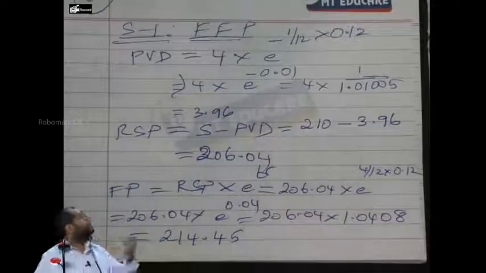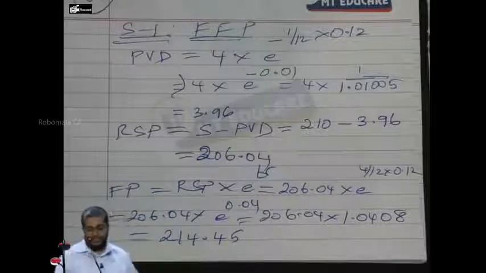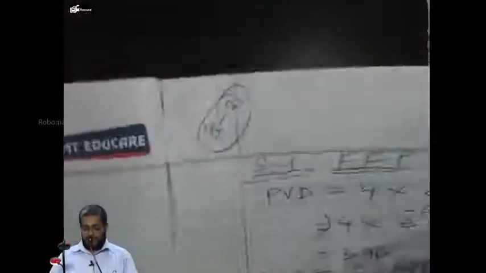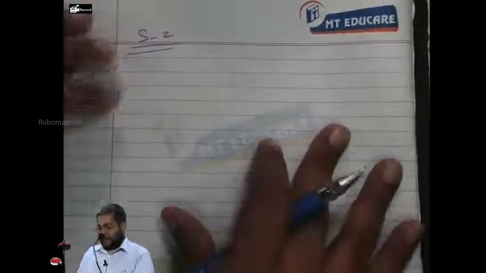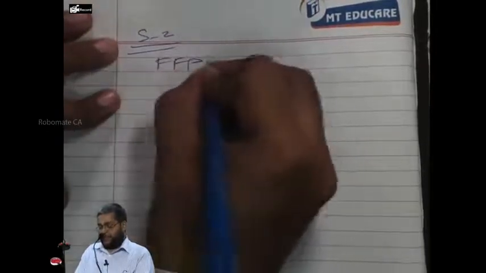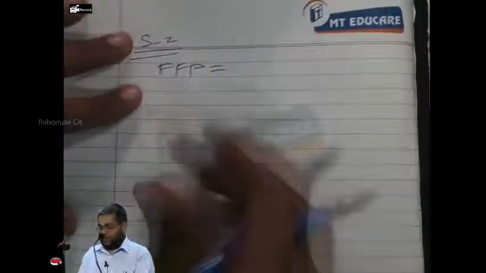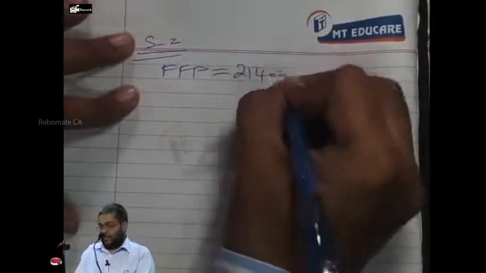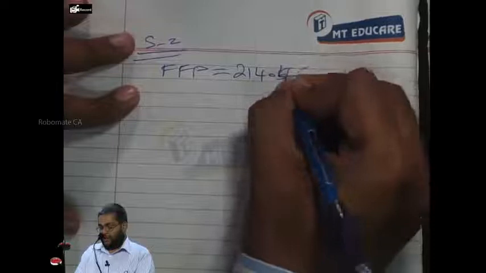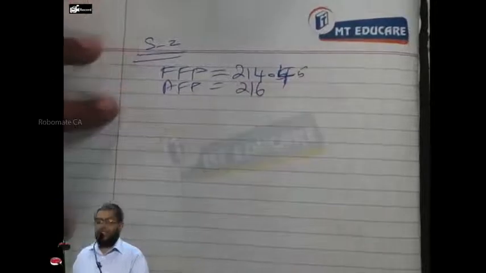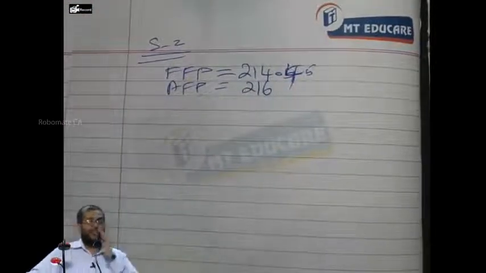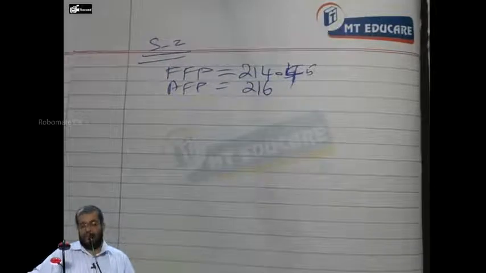Step 2. Identification of arbitrage. Fair futures price. You only just calculated it, right? What's the number? 214.45. Actual future price. 216. Fair future price 214.45. Actual future price is 216.